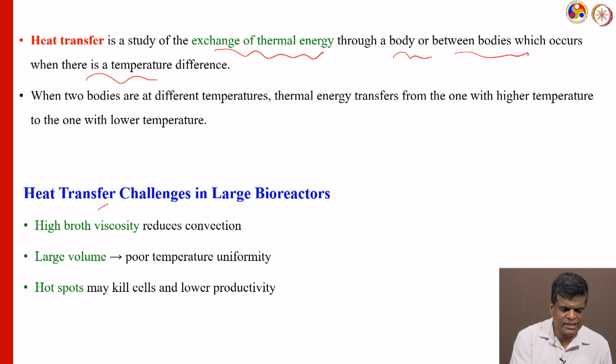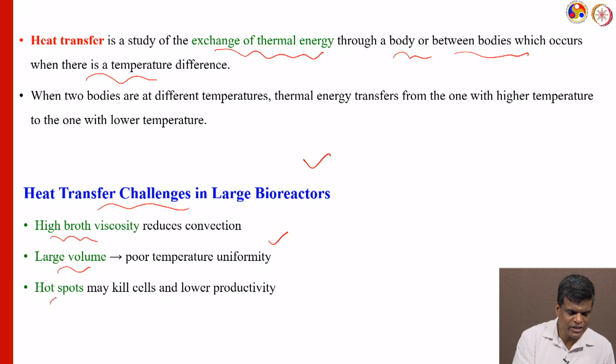So the heat transfer challenges in a large bioreactor: there is a high broth viscosity, which reduces convection. With a large volume, there is poor temperature uniformity, and hot spots may kill the cells, leading to lower productivity.